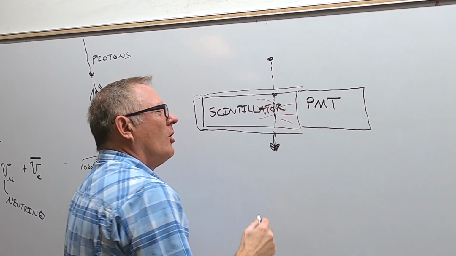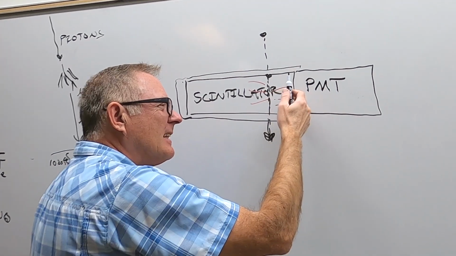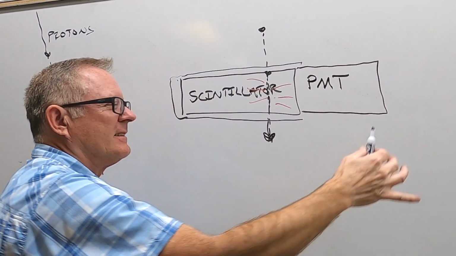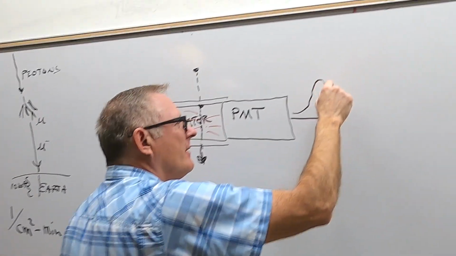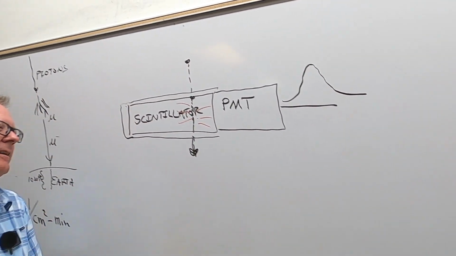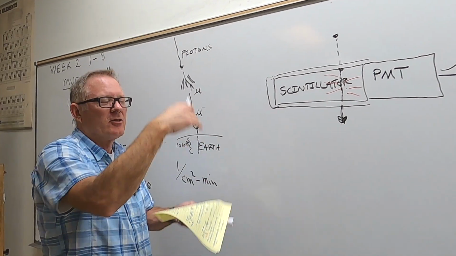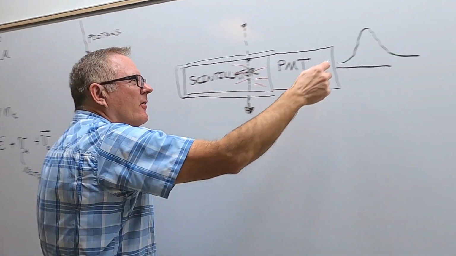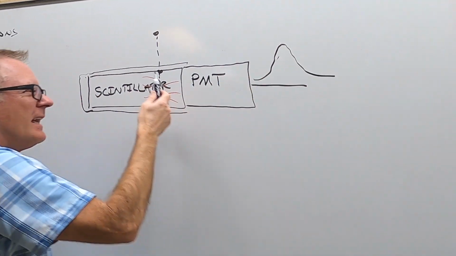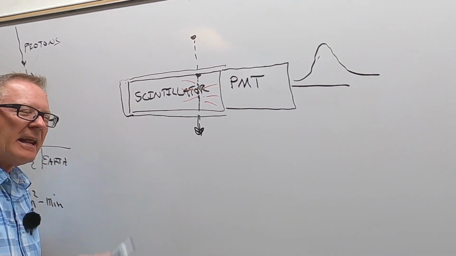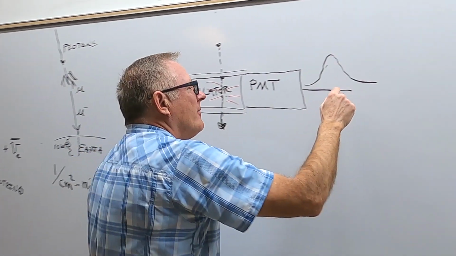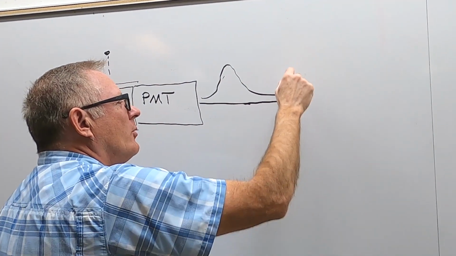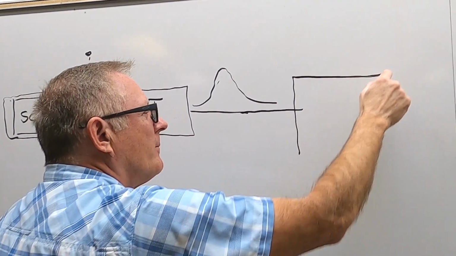Photomultiplier tube. What that does is it takes this little amount of light and amplifies it, and it gives you a little pulse coming out the other side. It looks like that. The more light, the bigger the pulse. Matter of fact, the area of this is related to how much kinetic energy it lost, but I don't care about that. Okay.